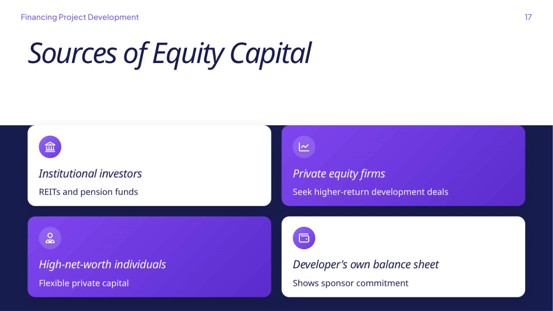Lastly, the developer's own balance sheet is crucial as it demonstrates the sponsor's commitment to the project, helping to build confidence among other investors. Understanding these sources is essential for grasping how development projects secure the necessary equity to move forward.